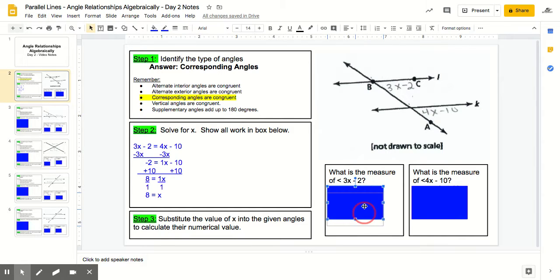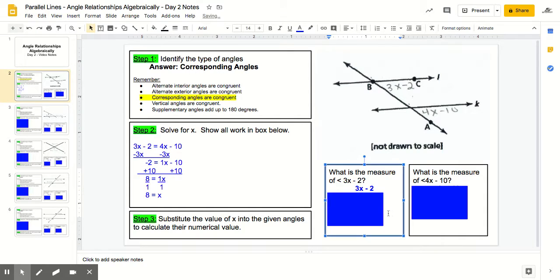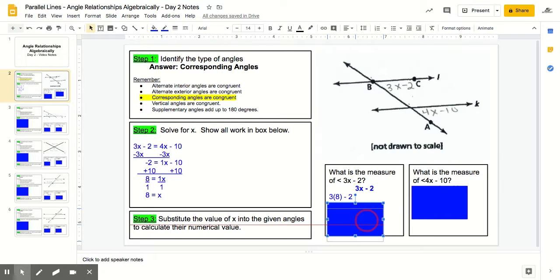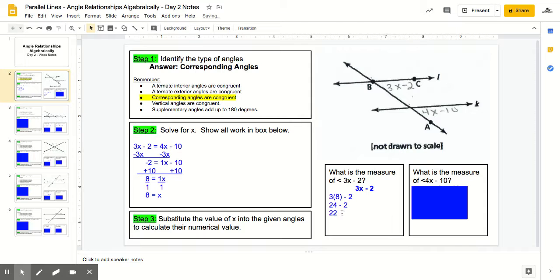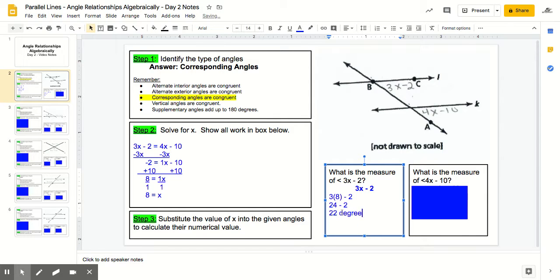Okay, so if we come over here, our first angle measure is 3x minus 2. So instead of writing that x, I'm going to plug in what my x is equal to, which is 8. So 3 in parentheses 8 minus 2. I have to evaluate this, and how I have to do that is multiply before we subtract. So I have to multiply 3 times 8, which is 24, and then 24 minus 2 is 22. So this angle measure is 22 degrees.